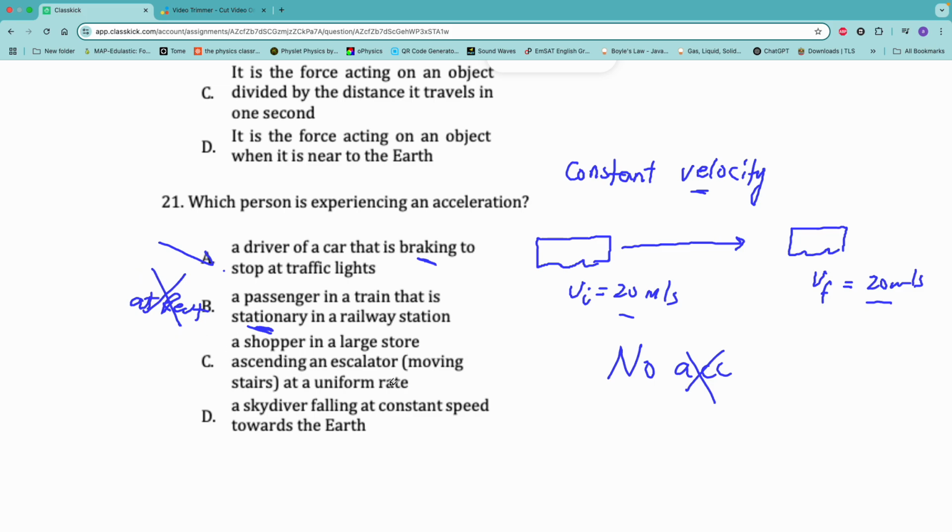A shopper in a large store ascending an escalator, which is stairs that are moving at a uniform rate. Again, uniform rate, which is constant velocity, no change of velocity, no acceleration, so it's wrong. A skydiver falling at a constant speed, again the same meaning. So all these situations experience no acceleration because there is no change of velocity, whether the object is at rest, stationary, or moving with constant speed.